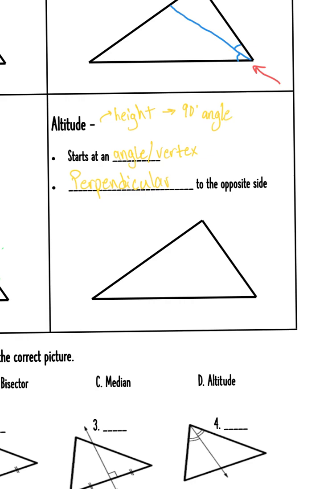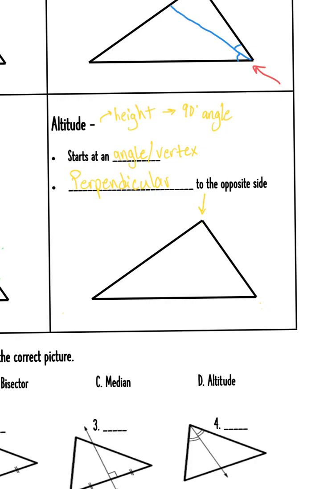So, for example, we're going to start at a vertex or an angle. Now, again, I could start here, I could start here, I could start here. It doesn't matter, right? There are 3 angles, 3 vertices, so there are going to be 3 altitudes we can draw. I'm just going to draw one of them, the one at the top there. That's going to look something like this.